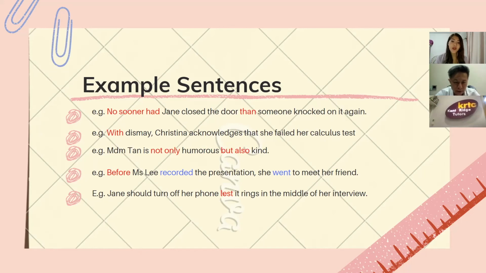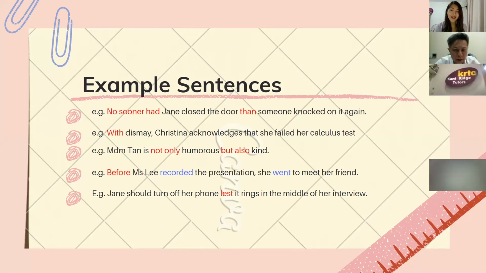Okay, before Miss Lee recorded the presentation, she went to meet her friend. Once again, you see two colors here. Okay, before it's in red because that's the question word, right? But the words recorded and went are in blue because before after questions, right, it is easy to think of it as using different tenses. But they both happened, both events, recording the presentation, going to meet her friend, happened at the same moment in the past. Okay, it's the same timeline, and that's why both of them are past tense. Before she recorded the presentation, that's in the past. She went to meet her friend. Meeting her friend is also in the past.